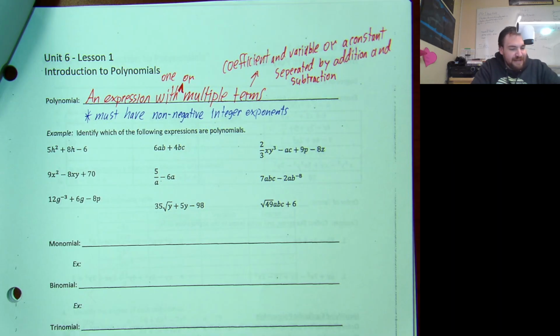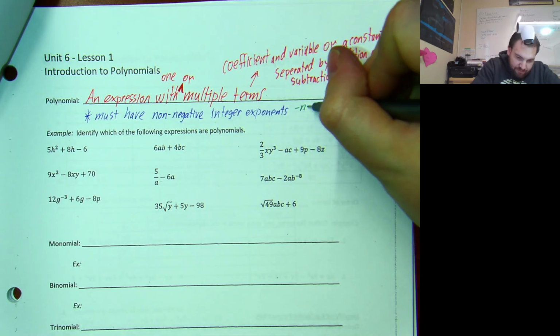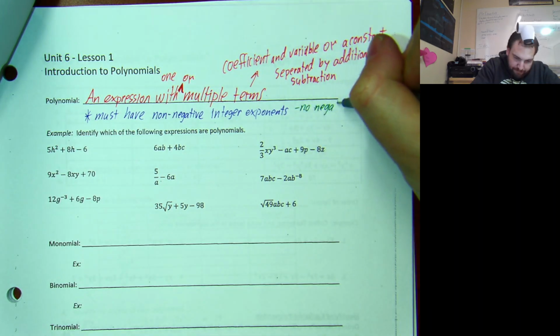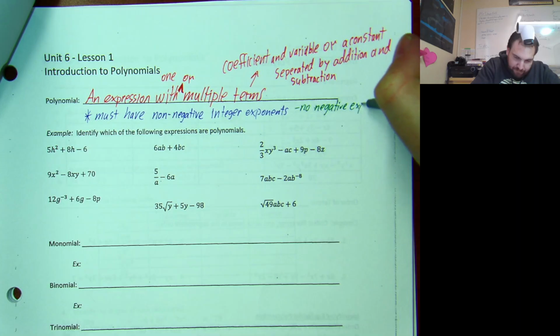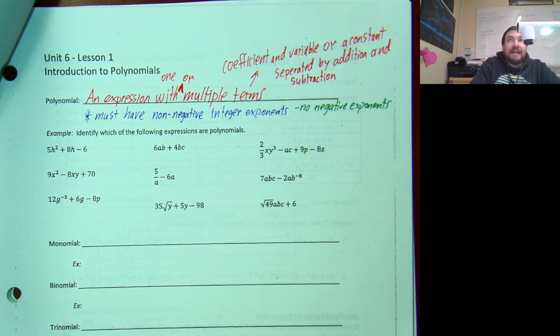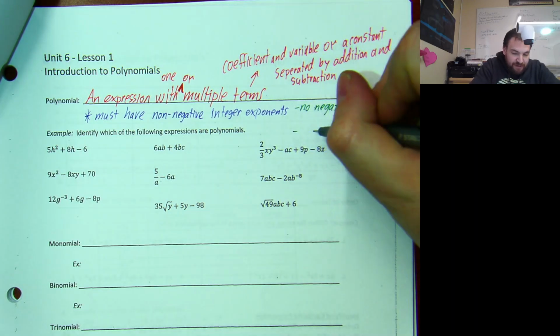Okay, so what does it mean for things to be non-negative integer exponents? What kinds of things are we restricting, Rebecca? No negative. Okay, so no negative exponents. But no negative exponents also implies something else. Integers means no fractional exponents.